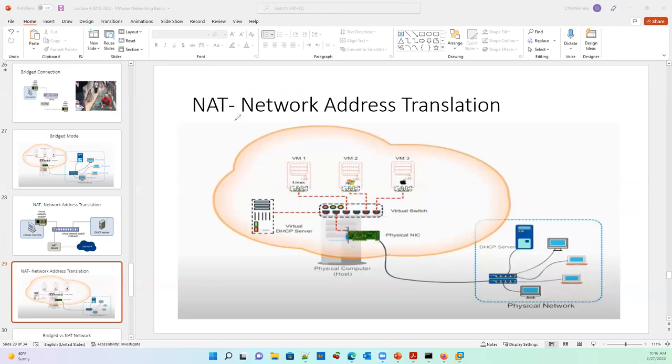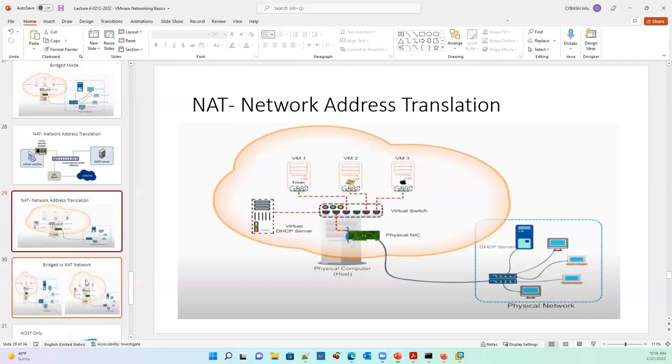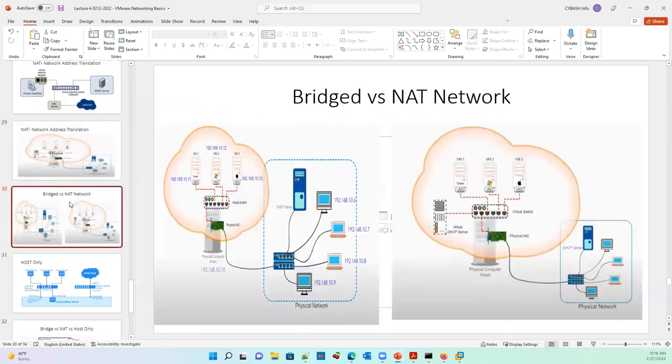And then, yeah, because we had to see it to understand it, but we're going to have some exercise on this one, hopefully, if you have enough time. But let's see. And then you bridge it with network comparison. So in bridge network, this is a physical network. So you basically get a quick connection. You get a DHCP server from the physical network. It just bridges to the physical network.